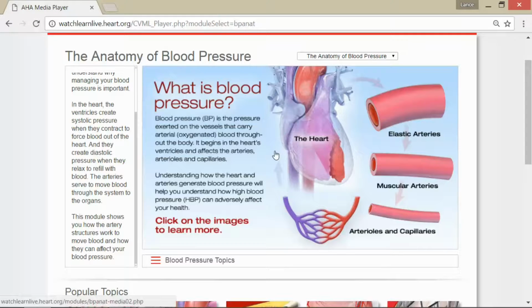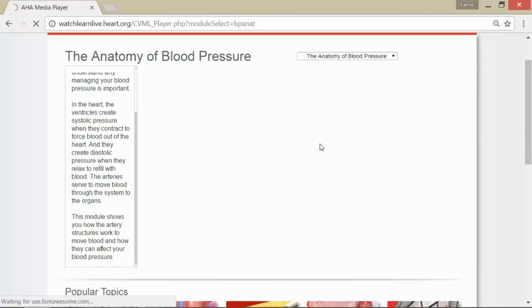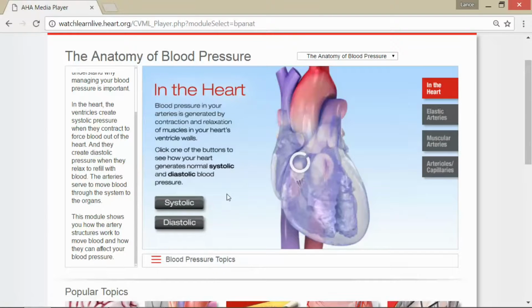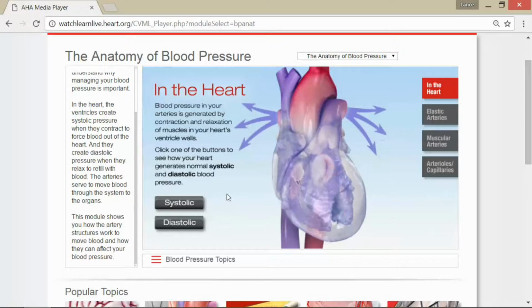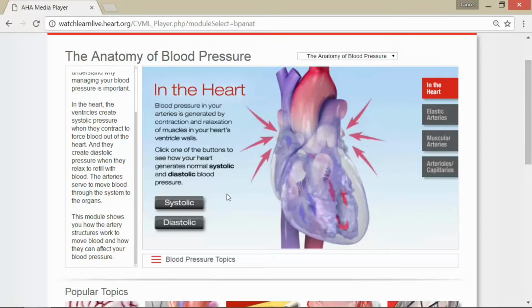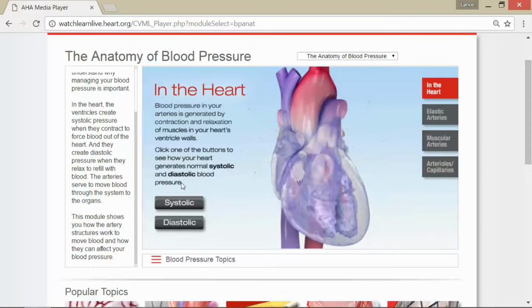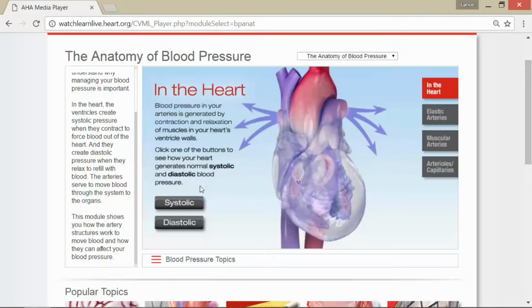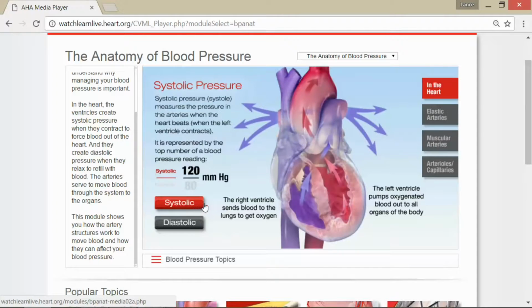The first image we're going to click on is the actual heart here. When we click on that, you can see blood pressure in your arteries is generated by contraction and relaxation of muscles in your heart's ventricle walls. When we click one of these buttons, the systolic or diastolic pressure here, we'll see what happens. We have systolic, 120 mm Hg. The right ventricle sends blood to the lungs to get oxygen, and then the left ventricle pumps oxygenated blood out to all the organs of the body.